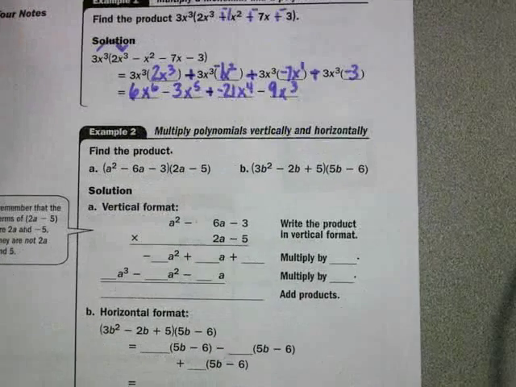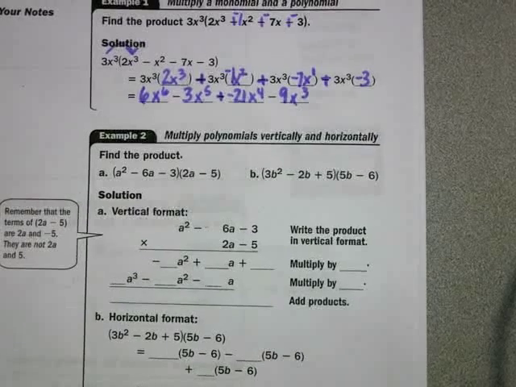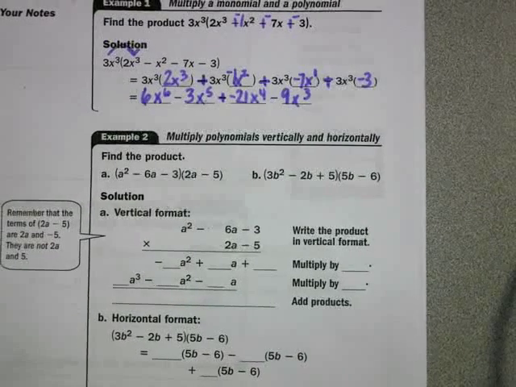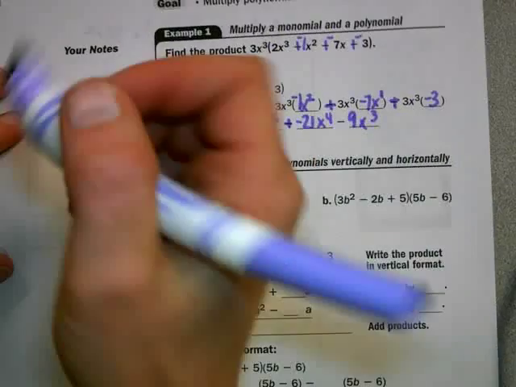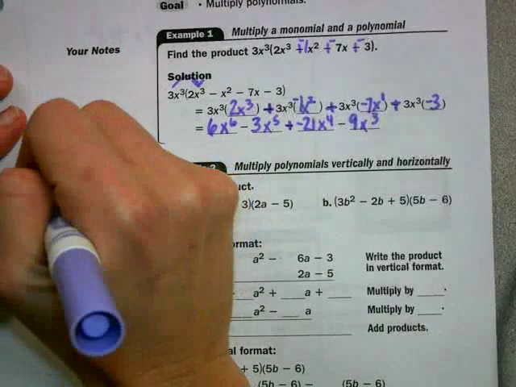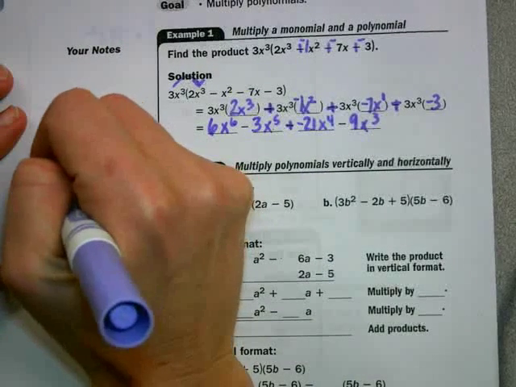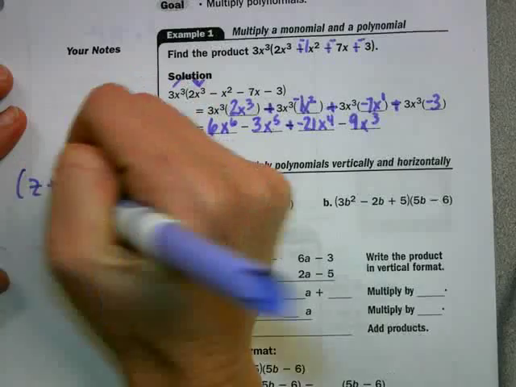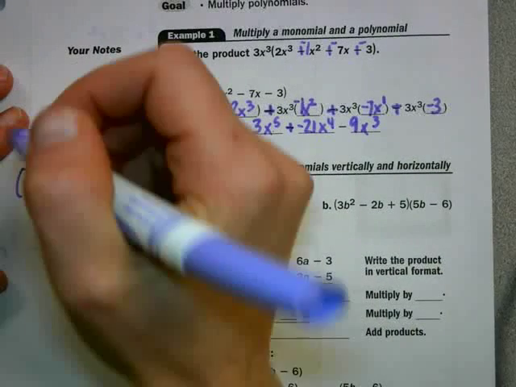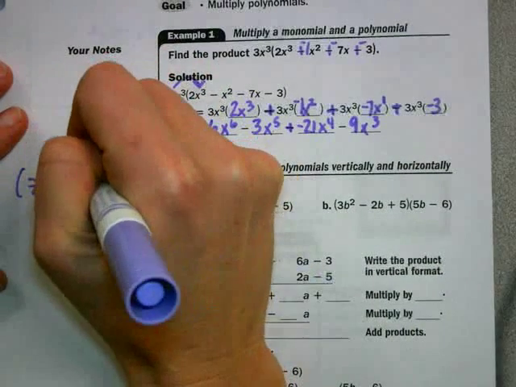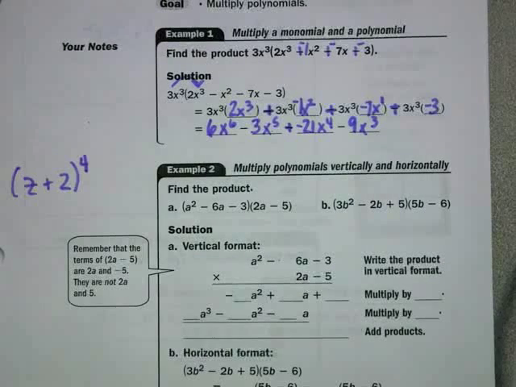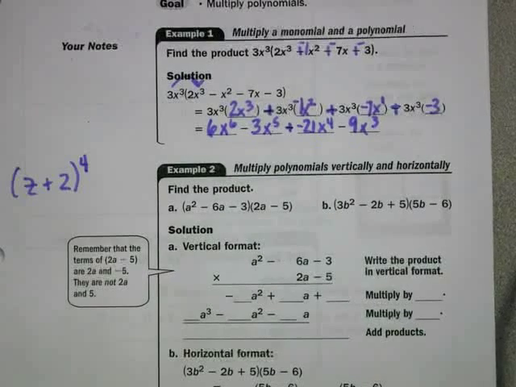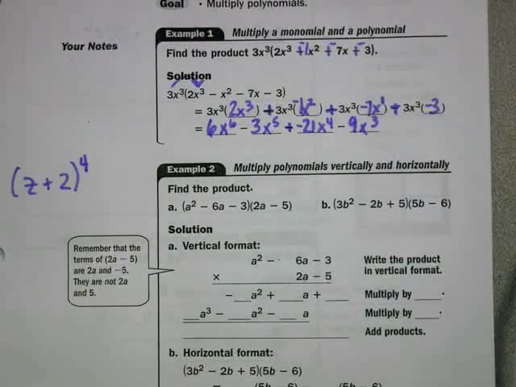So now in example 2, we're going to multiply polynomials together. And I started to show you this in chapter 8 when we were doing problems like this, z plus 2, and maybe it was raised to the 4th power. And some of you were trying to make that z to the 4th plus 2 to the 4th. But remember, I had shown you that each term gets multiplied by every other term. So that's what we're going to do now.